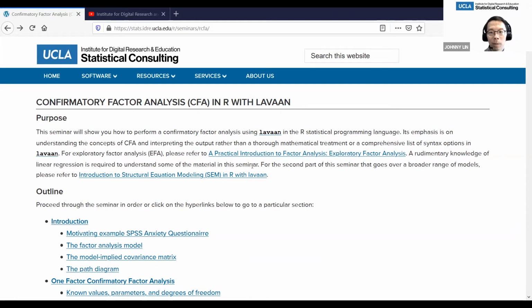Just a little bit about my background. I got my Ph.D. in quantitative psychology here at UCLA as well. During that time, I focused on latent variable modeling, including CFA and structural equation modeling. That's my training, and that's what I'm going to be talking about today as well.